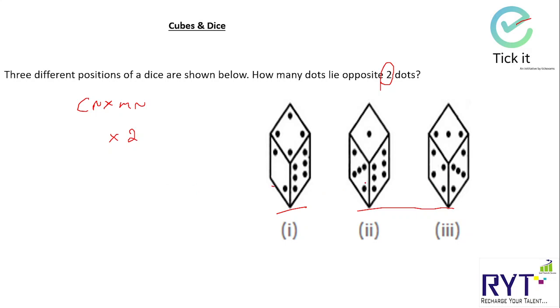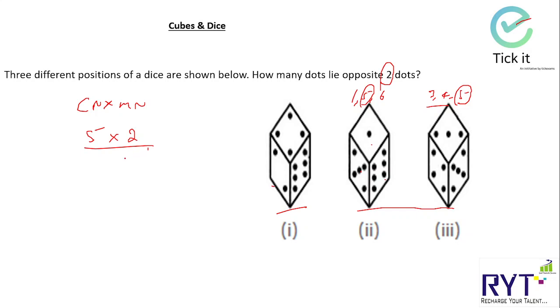So I checked 2 here. What is here? 1, 5, 6 is there. In this I have 1, 5, 6. In this I have 3, 4, 5. Which is common in these two? 5 is common. So 5 is the common number. So 5 is opposite to 2.